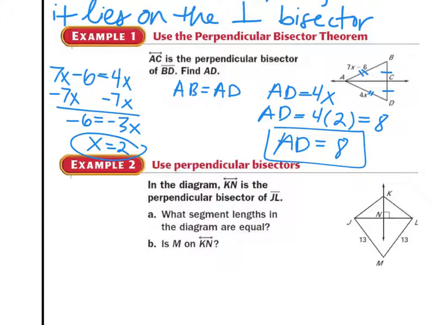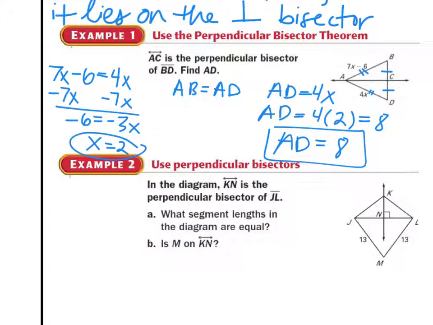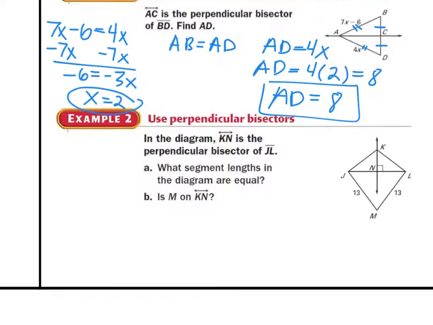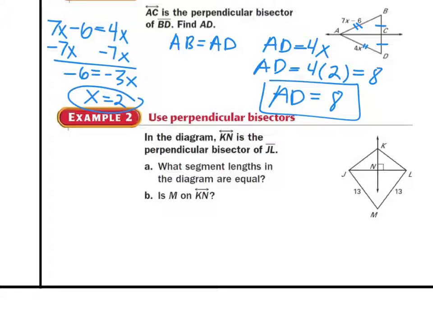Okay, and the next one we're going to probably use a converse. So in the diagram, we know that KN is a perpendicular bisector of JL. So we know it's bisecting JL, so I would mark that right away. What segment lengths in the diagram are equal? We know one set. It would be JN and LN. There's another set we know for sure as well.